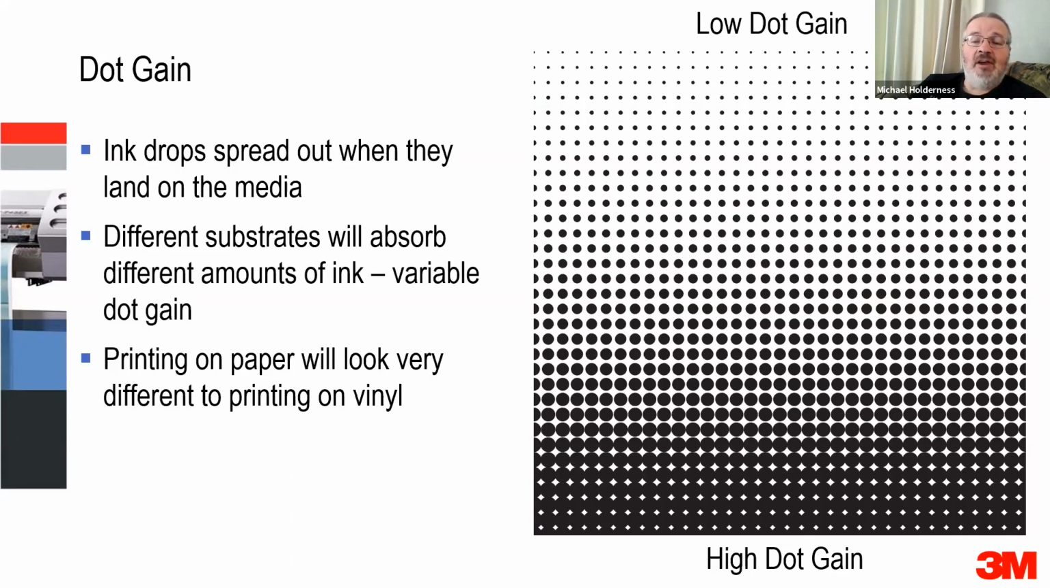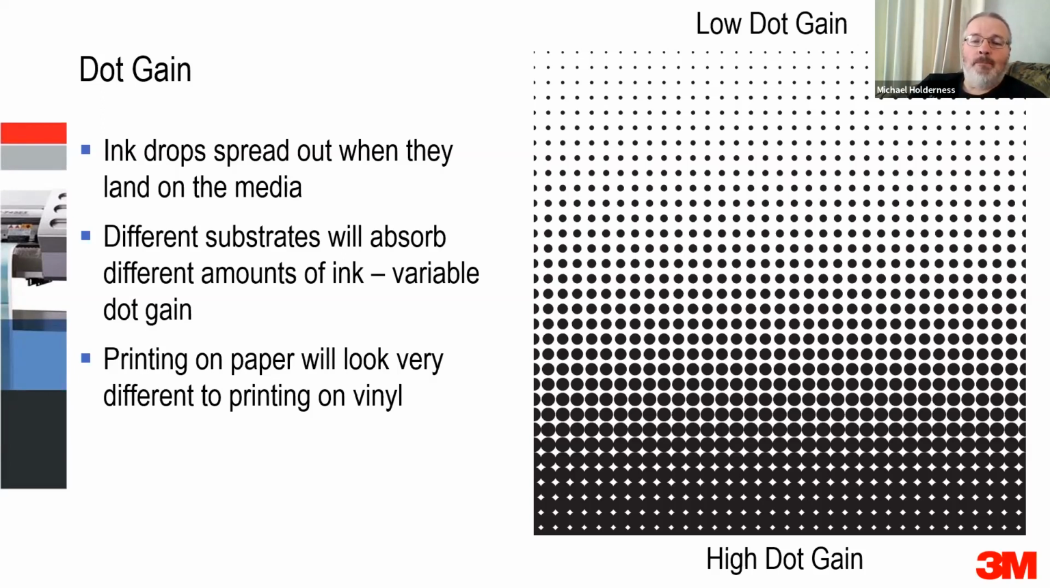Now, if you put that onto vinyl, it's not going to spread out nearly as much. So different types of media will have different looks. And that brings me on to something that I'm going to talk about much later. It'll probably be in tomorrow's presentation, and that's printing proofs.